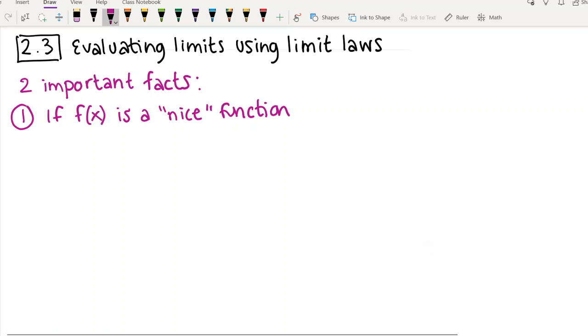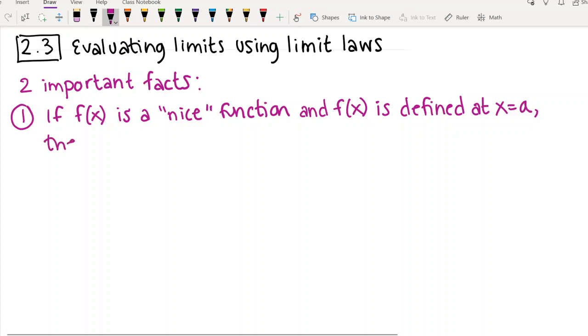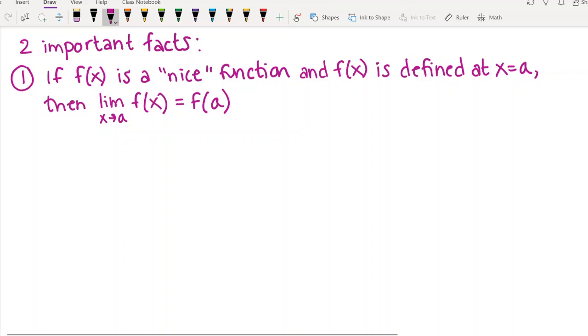So if f(x) is a nice function and f of x is defined at x is equal to a, then the limit as x approaches a of f of x is just f of a. So basically what that's saying is, if you can plug in the number, you can just plug it in and that will tell you what your answer is, what the limit is.